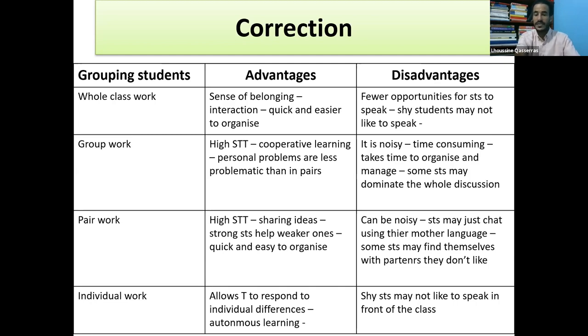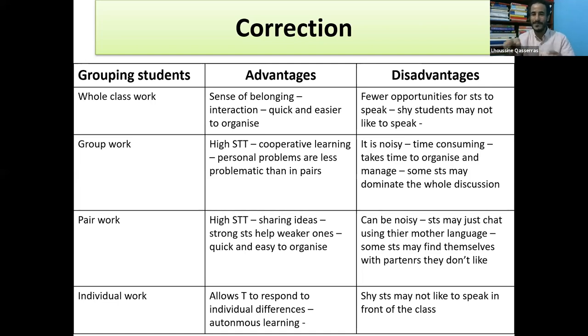And some students may find themselves with partners they don't like. You know, as Samira said, it's a small community, and in this community, there are problems, of course. So Karima doesn't like to talk with Shahrazad, or Muhammad doesn't like to talk to Hussein, or Najia doesn't like to talk to Hadda, okay. So there are problems between students in the classroom and you have to be smart enough.